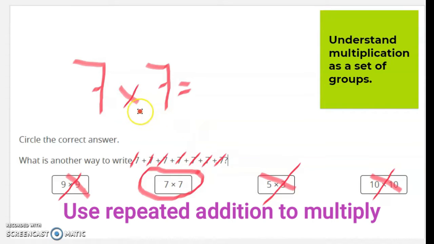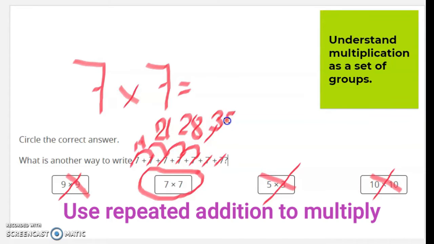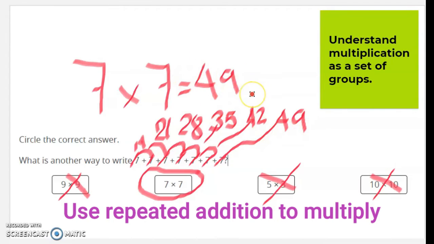But if you don't know how much is 7 times 7, basically what we can do is to add. We have 7 plus 7 is 14. 14 plus 7 is 21. 21 plus 7, we have 28. 28 plus 7 is 35. 35 plus 7 is going to be 42. And 42 plus 7 more is going to be 49. So 7 times 7 is equal to 49. So we have found the product to this equation.